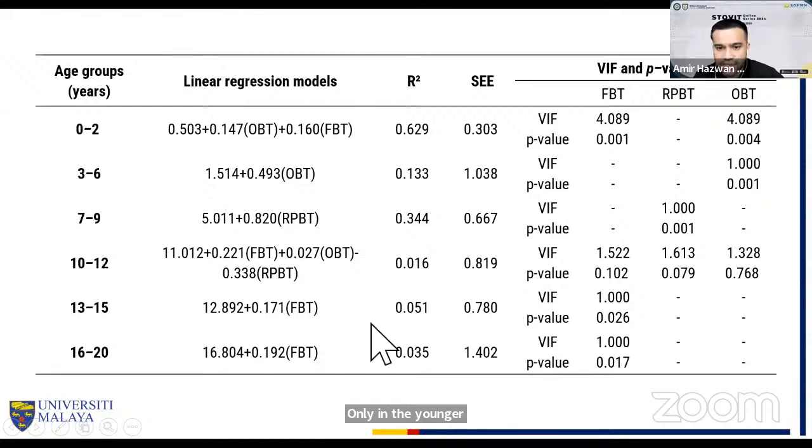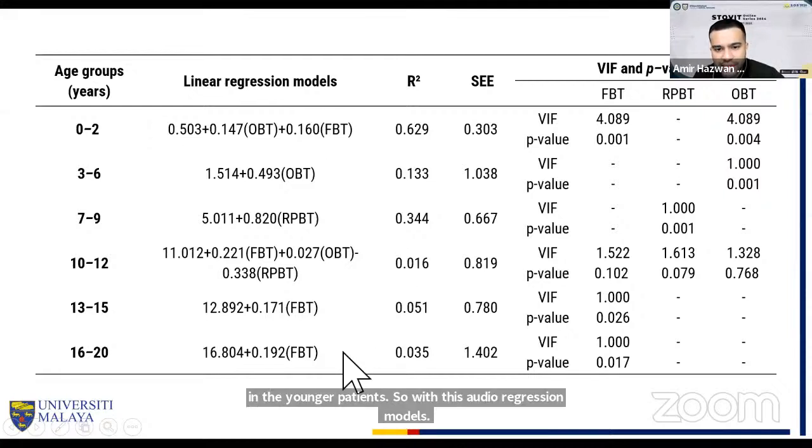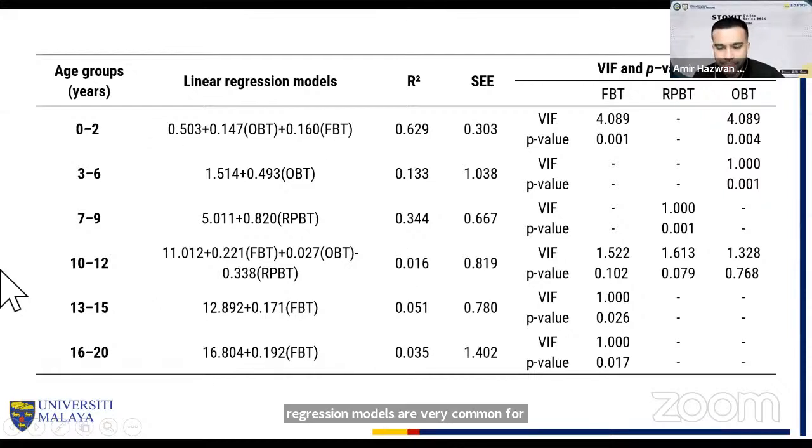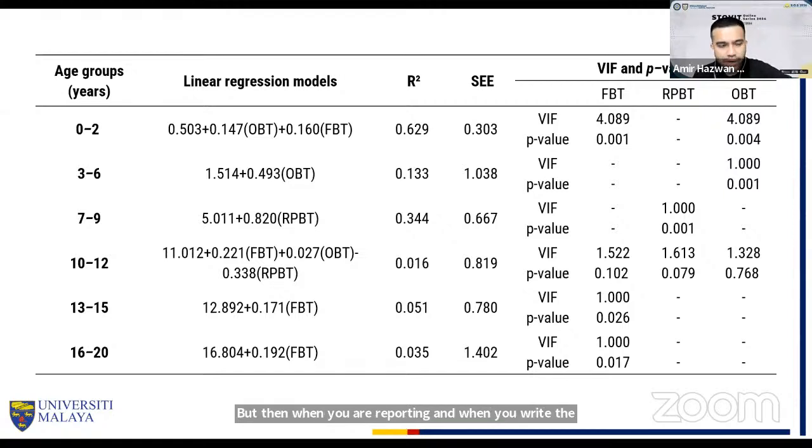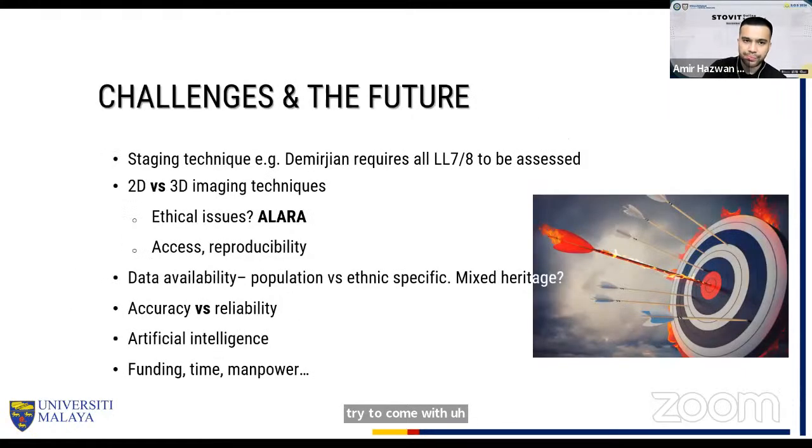These regression models are very common for us to use in dental age estimation. Sometimes we use skeletal age, and then we combine that with dental age to get the estimated age. Sometimes you do it separately, but then when you are writing the report, you report all the findings, and after that you try to come up with the closest age that you think is based on their findings, and you come up with a conclusion.